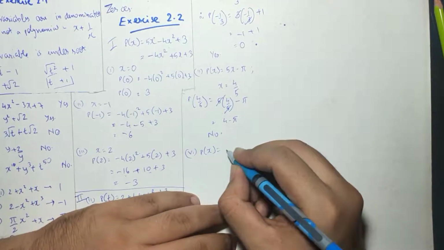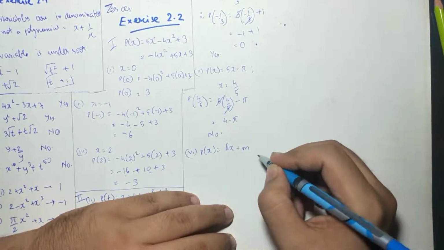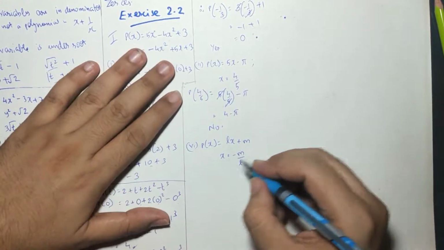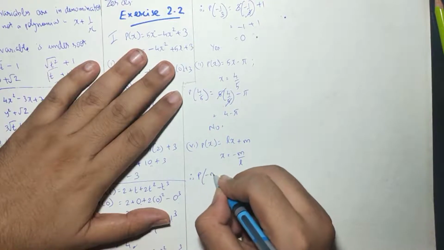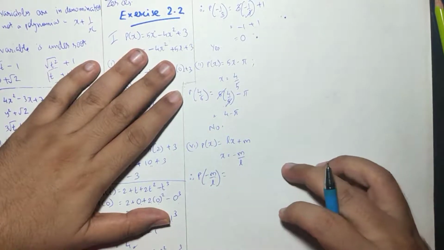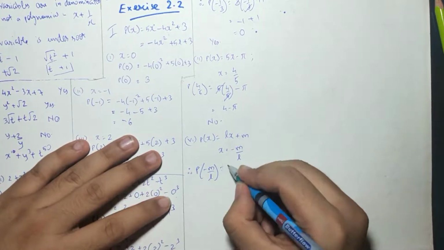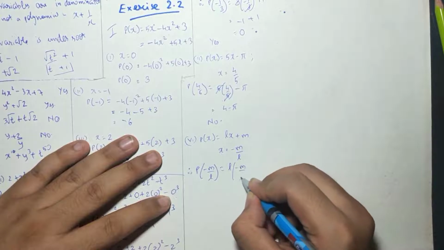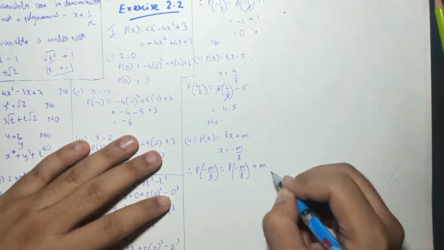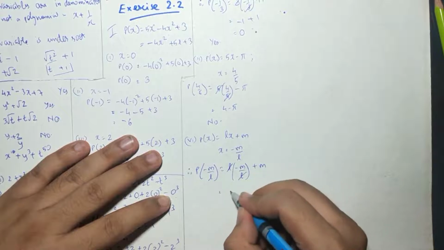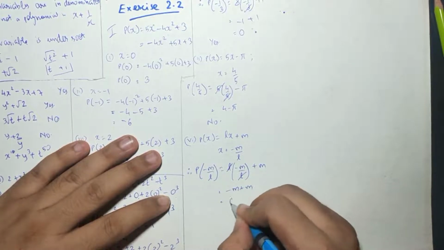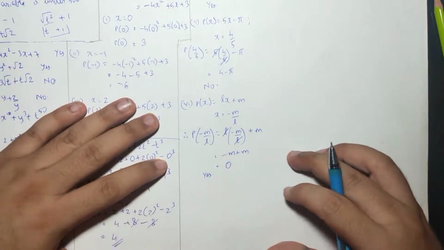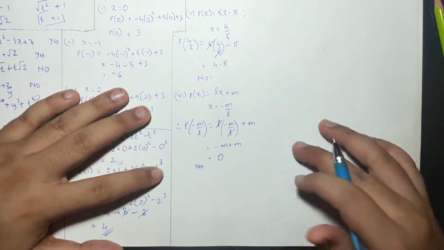p of x is equal to Lx plus m. We have to take the value of x as minus m by L. Therefore, p of minus m by L would be equal to, in place of x we substitute it, L times minus m by L plus m. This L and L will cancel out. This will remain minus m plus m. The answer is 0. So yes. If the answer comes out to be 0, then yes, it's a zero of the given polynomial.